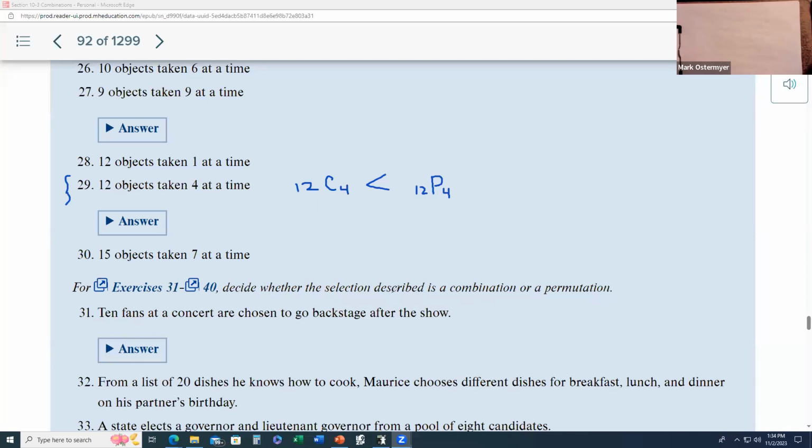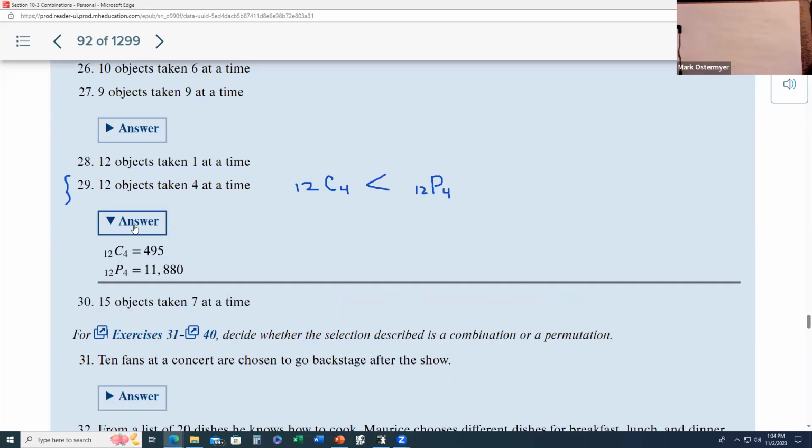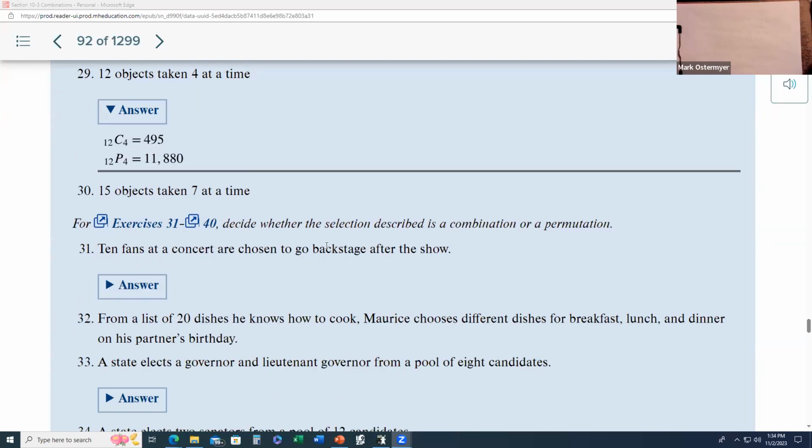Okay, so ladies and gentlemen, what do we get for 12 in combination with 4? She got 495 and the permutation is 11,880. Notice the difference in size of these numbers here. There's a lot more permutations of size 4 than there are combinations because again, order matters with permutation. With combinations, you're throwing out all the double counts. That's why you have a much smaller number for combinations here. Hopefully you're getting these things here, ladies and gentlemen, and you're able to use your calculator a little bit here. Okay, let's move on down here now.